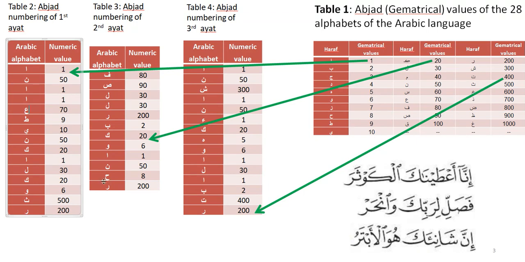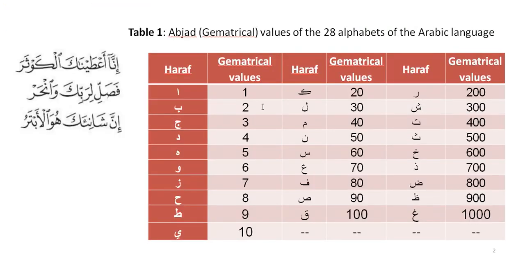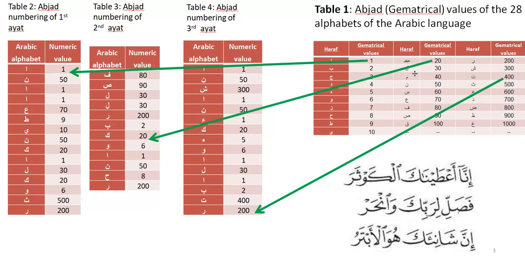The second table is the same. First is fa, and the last is ra. And for the third ayat this table is also produced. For the first alphabet, the abjad value is shown here. The table we have seen in the first slide is brought here, and the abjad values are put here.